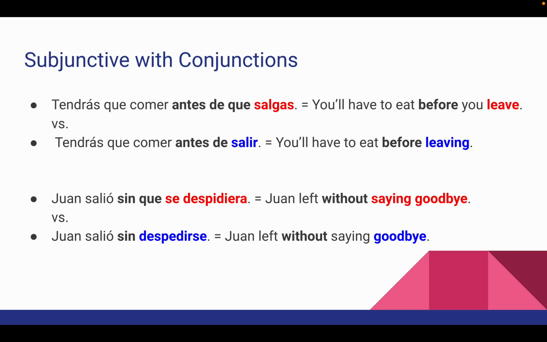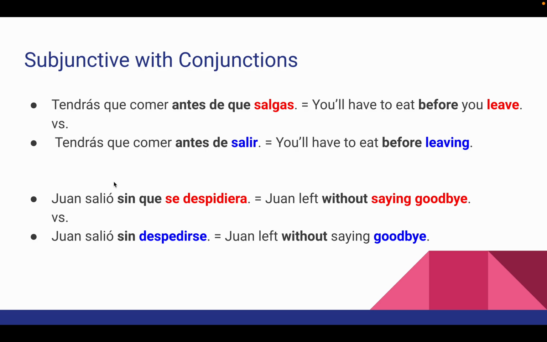Tendrás que comer antes de que salgas. You'll have to eat before you leave. Or tendrás que comer antes de salir. You'll have to eat before leaving. So you'll notice the only difference is that there's no que. Here's the que, you use the subjunctive. There's no que, you use the infinitive.